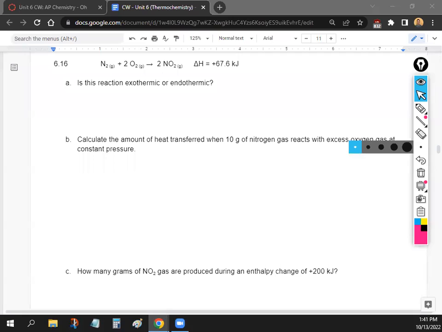Alrighty, guys. Since the enthalpy for 6.16 is positive, that means the reaction is endo. It's endo because this means that it absorbed heat. It absorbed energy. And also it means that heat is a reactant. It needs heat in order to start the reaction. Alrighty, let's move on to part B.